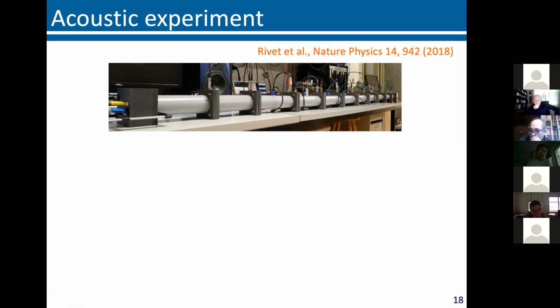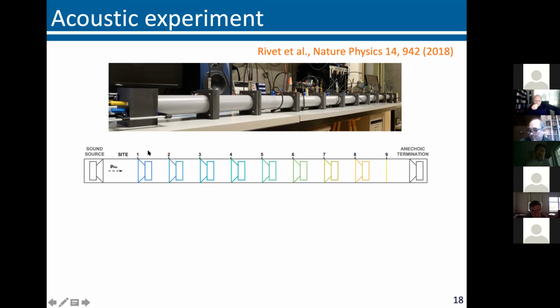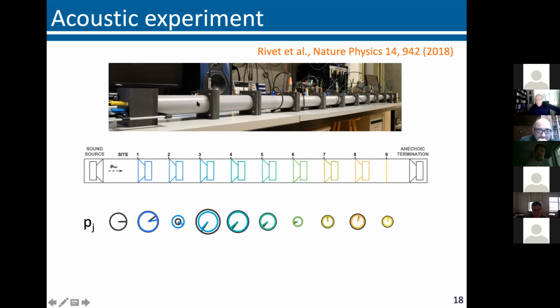And what he did first is he tuned the loudspeakers. There were 9 loudspeakers in this tube in such a way that in the first instance, those loudspeakers would just scatter, but no gain and loss would be present. And then he measured the sound pressure in front of each loudspeaker. And here you can see the results. The color rings and the bars are the experiment. The black rings and bars are the theory, the numerical solutions.